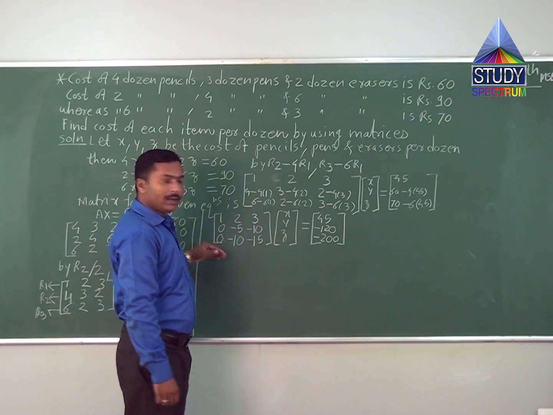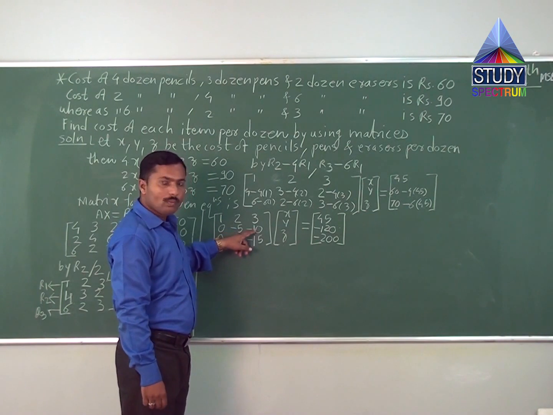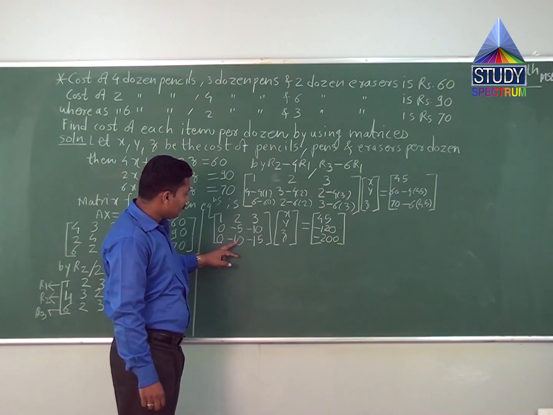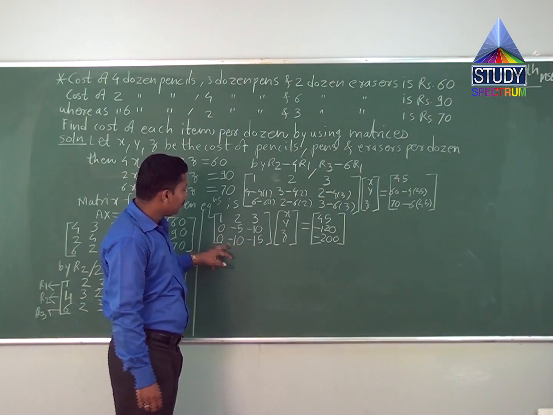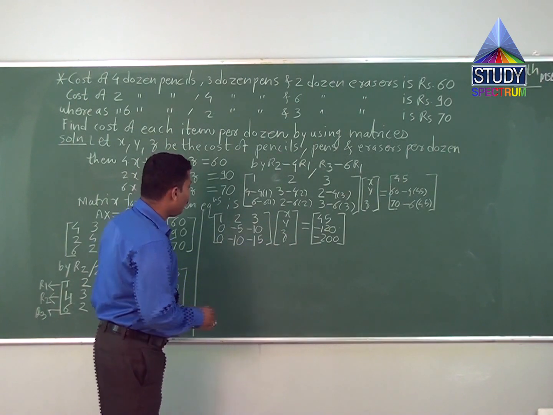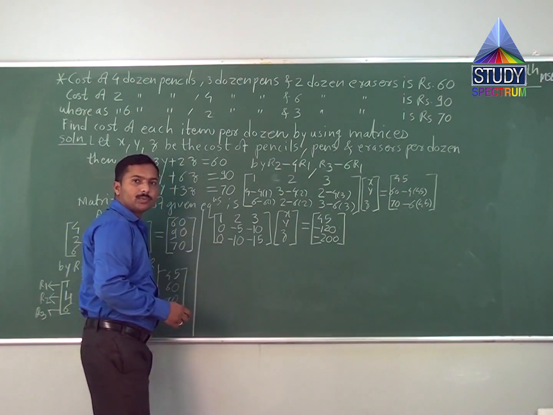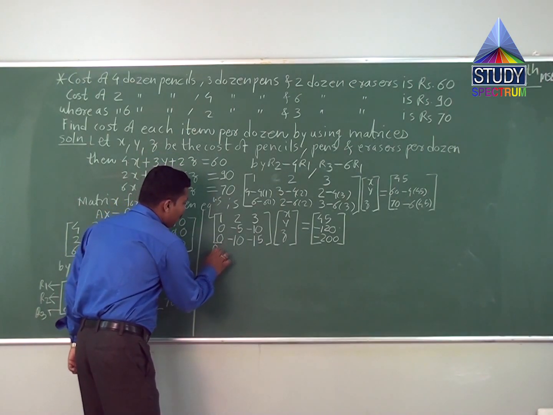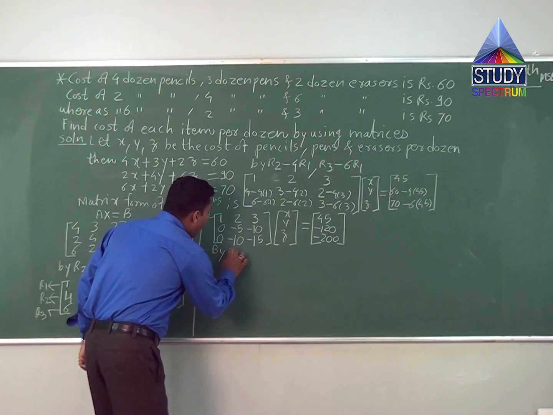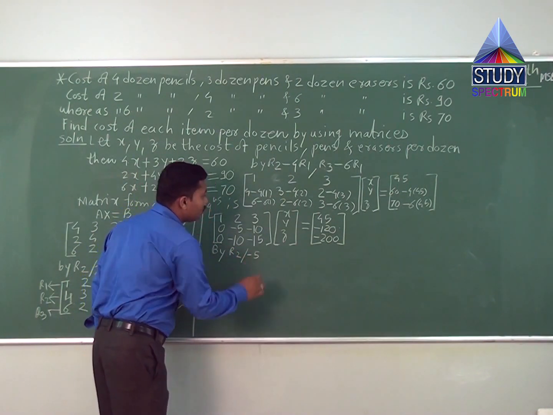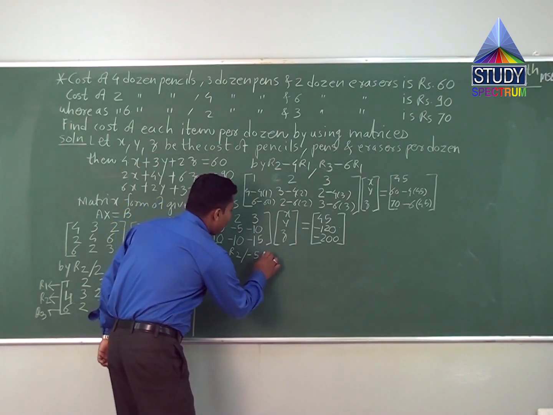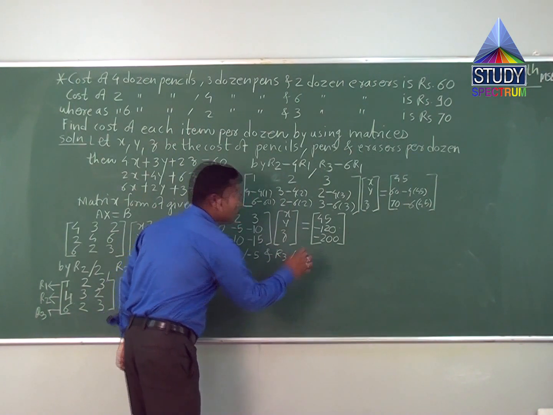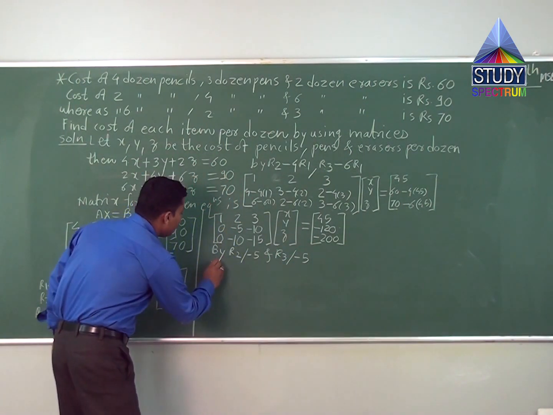Here is also very interesting. Here is -5, -10, and also we divide these numbers 10, 15 by -5. So we divide the second row by -5, and also the third row by -5. So by R2 upon -5 and R3 upon -5. So what happened? What do we get?